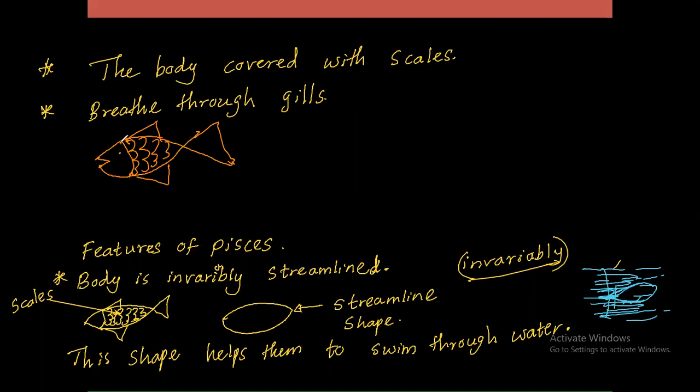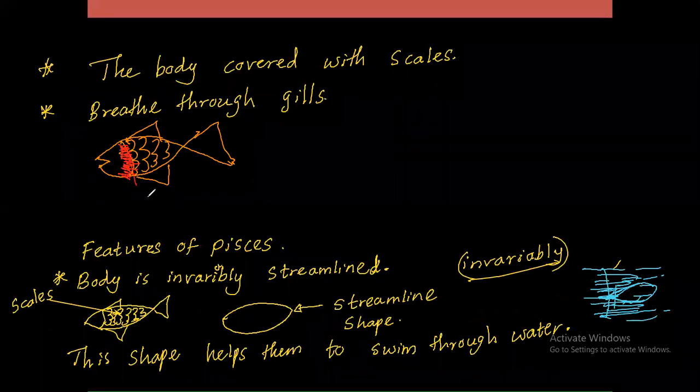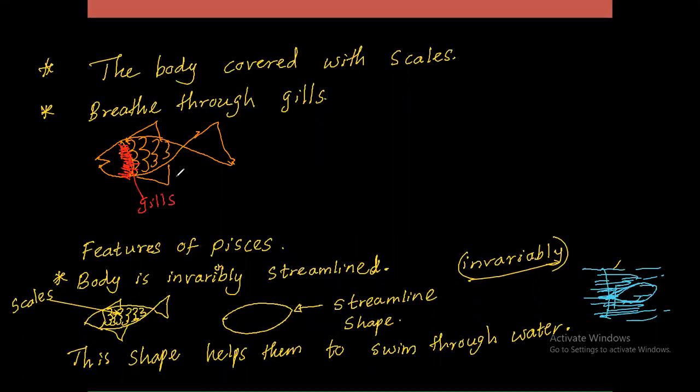Under this part, here thread-like structures. I think I remove this part. Imagine it is removed, you can see thread-like structures, filament-like structures. These are called the gills. They are useful for them to breathe, and this is called the fins. These are called the fins. And this is the tail, right?